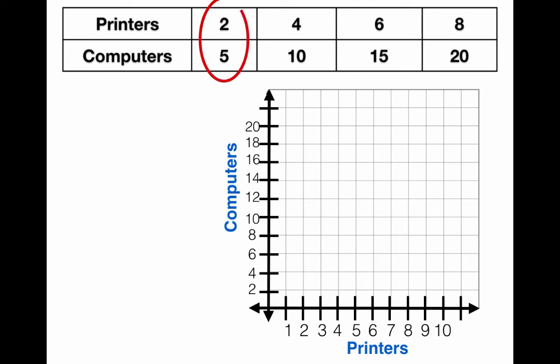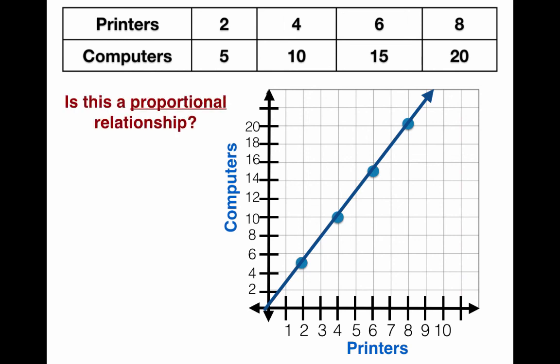And then we're going to plot our points. So 2 and 5 means 2 printers and 5 computers. That'd be between 4 and 6. 4 and 10, that means 4 printers and 10 computers. 6 and 15 means 6 printers and 15 computers. And then 8 and 20 is our last one, so 8 printers and all the way up to 20. And you grab a ruler and you draw your line, and you start asking yourself, is this a proportional relationship?